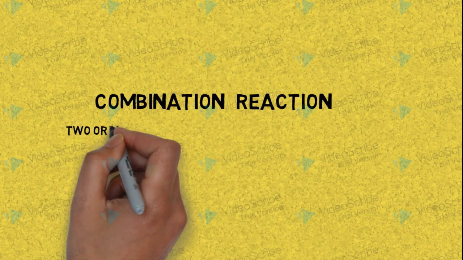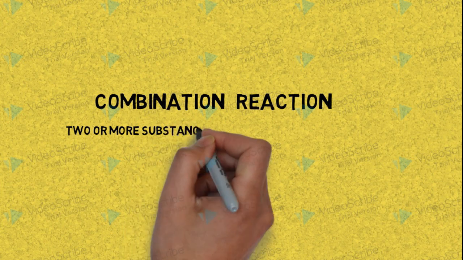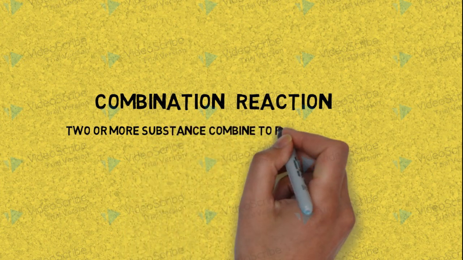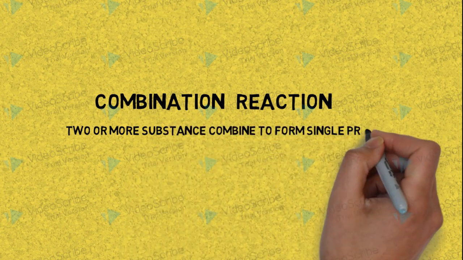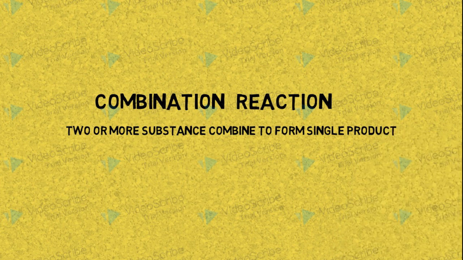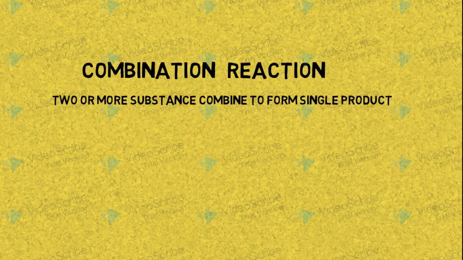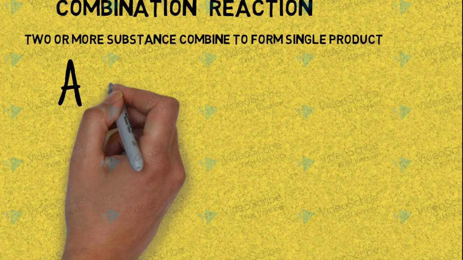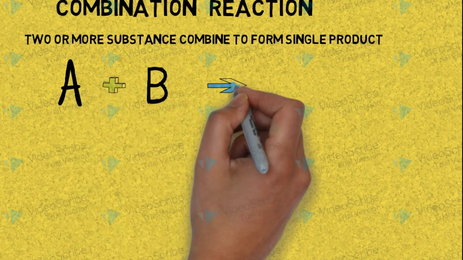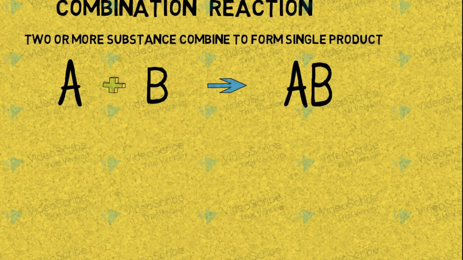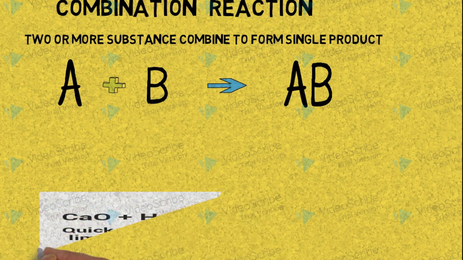When two or more substances combine together to form a single product. Single product is important here. We call such reaction a combination reaction. For example, if A reacts with B, then a combined product of both A and B is obtained, that is AB. Let me explain this with the help of an example.